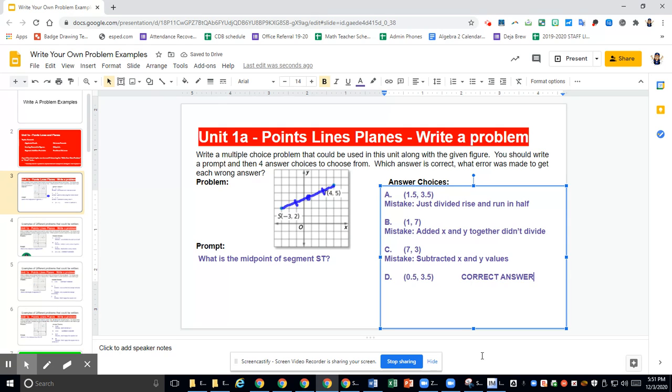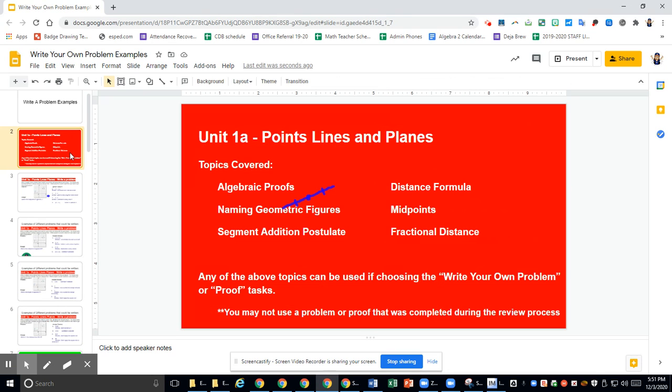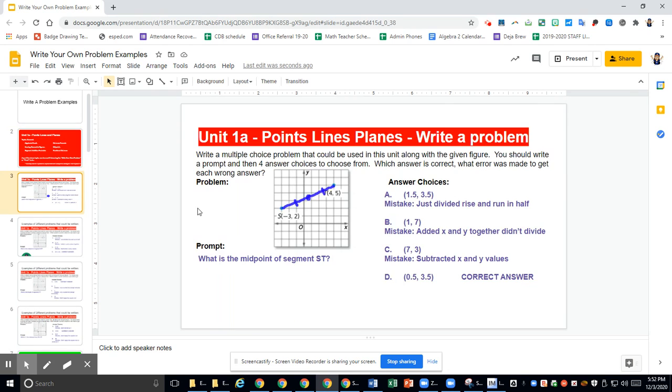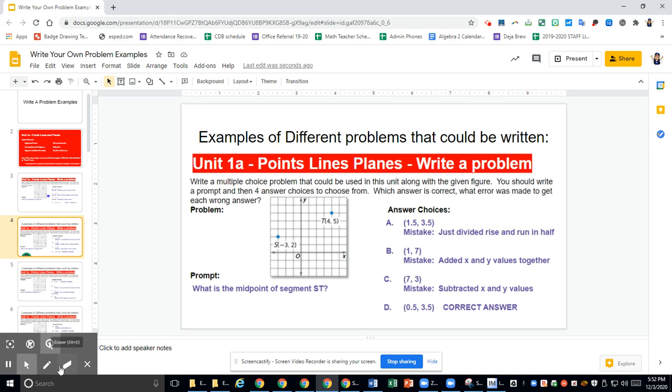Now, is that the only question I could have possibly asked for this problem, right? I could have also, if I look back here, I can see that I could have also done a distance formula problem. I could have also done a fractional distance problem. Since there's points there, I could even talk about how we name a point, right? Why does S have to be a capital letter, right? There's other things that I could do here, okay? If I look, I have some other examples here that I've used, okay?